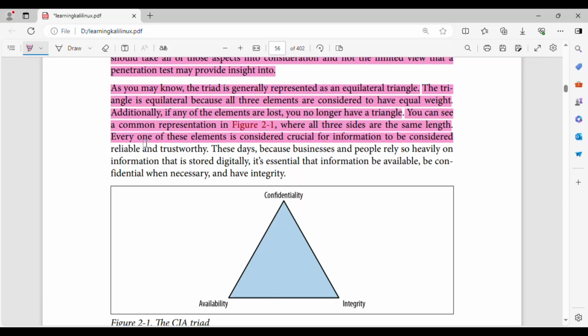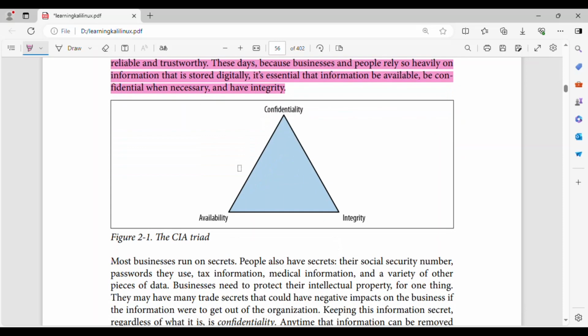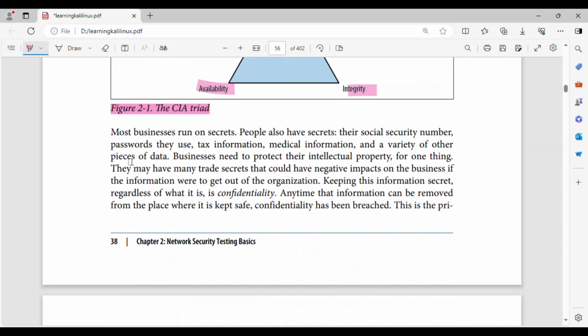Every one of these elements is considered crucial for information to be considered reliable and trustworthy. These days, because businesses and people rely so heavily on information that is stored digitally, it's essential that information be available, be confidential when necessary, and have integrity. Figure 2:1. CIA Triad. Most businesses run on secrets.